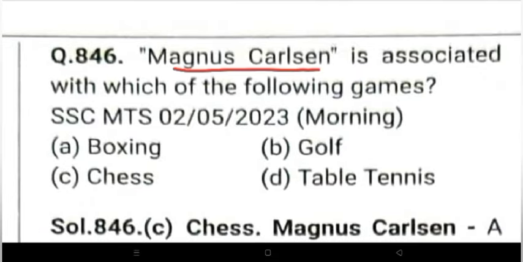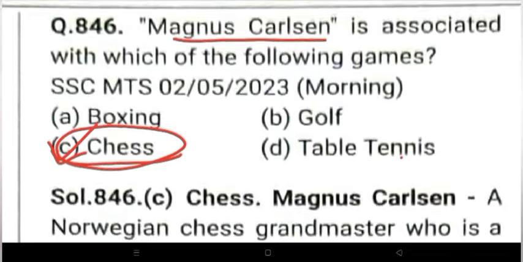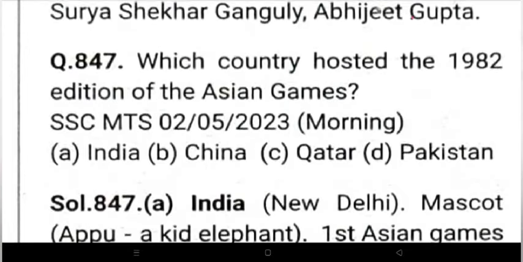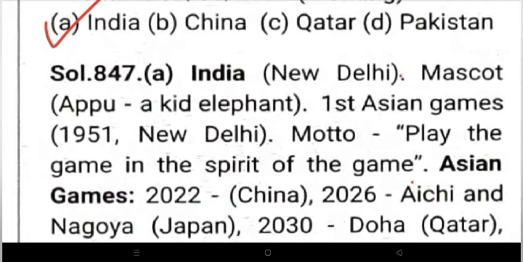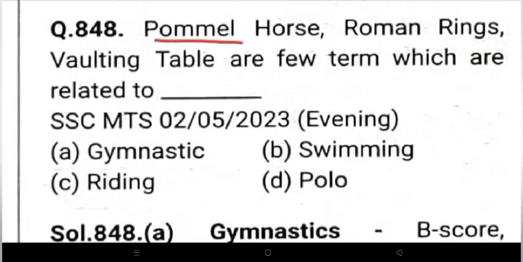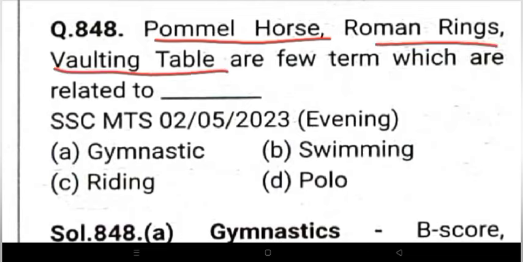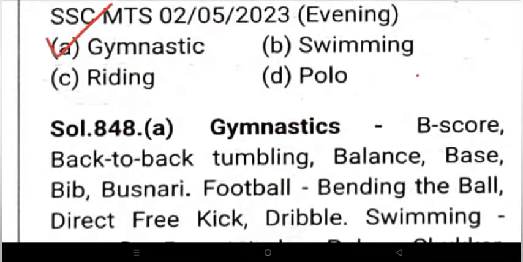Next, Magnus Carlsen is associated with which game? Chess. Next, which country hosted the 1982 edition of the Asian Games? India hosted the 1982 edition of the Asian Games. Next, pommel horse, Roman rings, vaulting table are a few terms related to gymnastics.